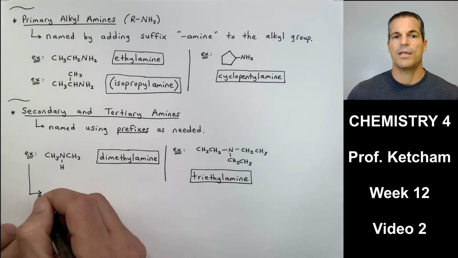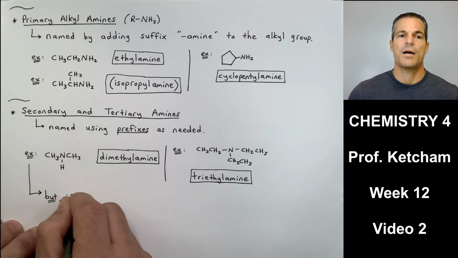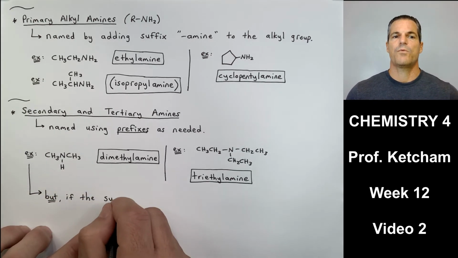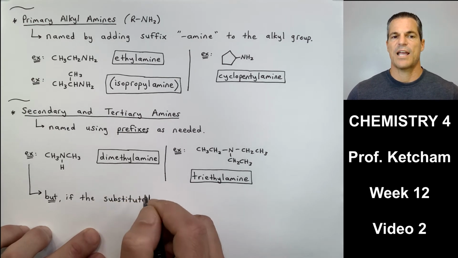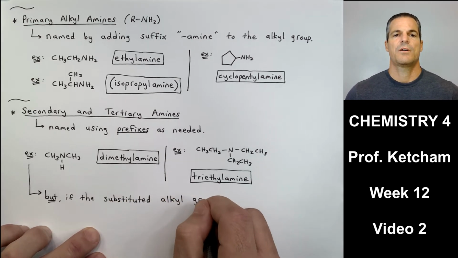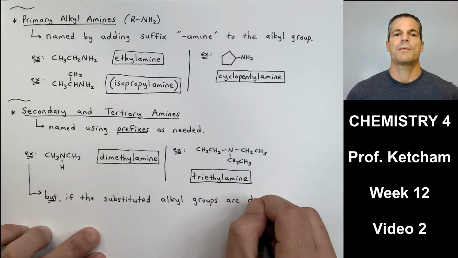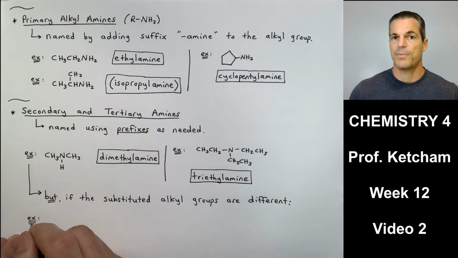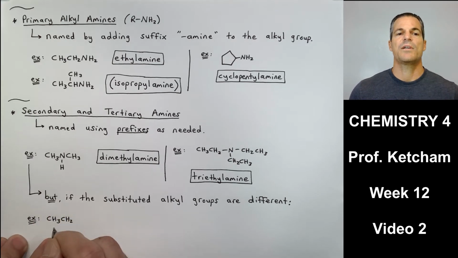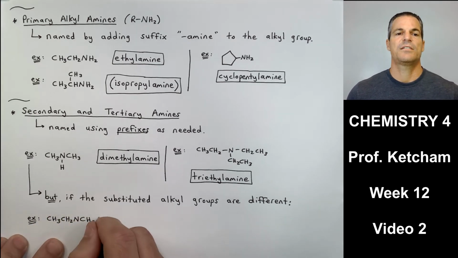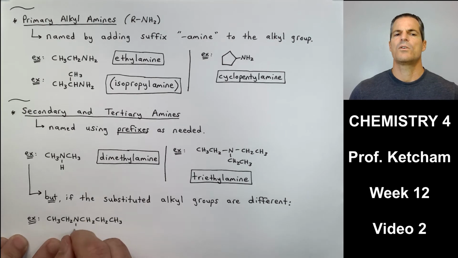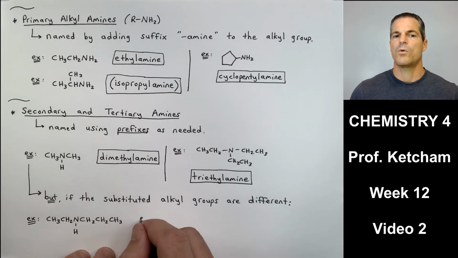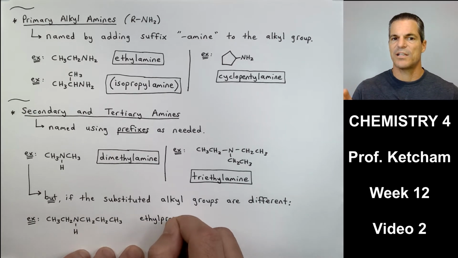Okay, now so far we've had the branches or the alkyl groups be identical. Okay, dimethylamine, triethylamine. But what do we do if we have different alkyl groups attached to our nitrogen? So it says, but if the substituted alkyl groups are different, what do we do? Well, let's practice by example. CH3, CH2, N, CH2, CH2, CH3. Who is the longer one? The longer one is the 3 carbons, so he gets precedence.